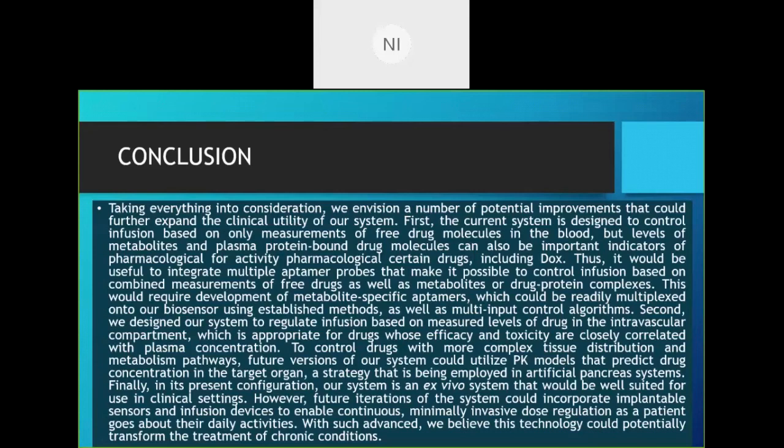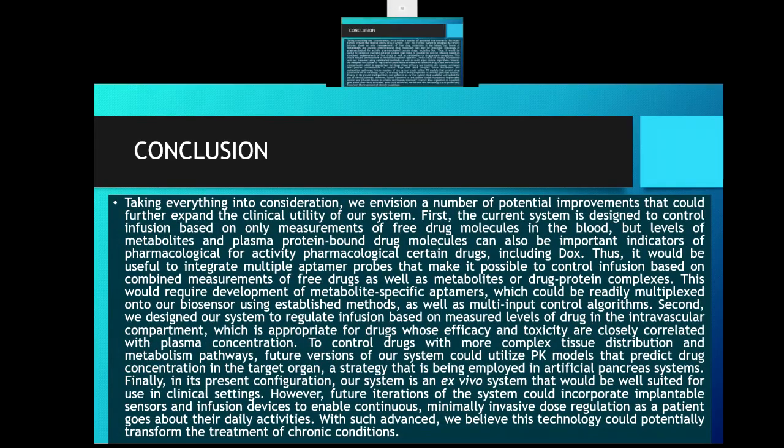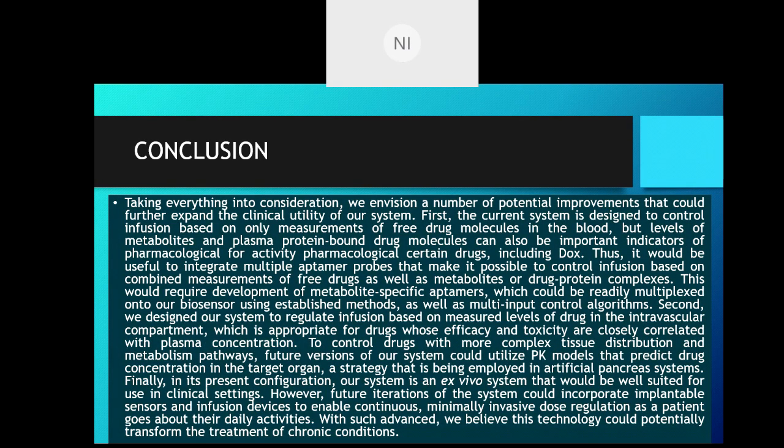Finally, in the present configuration, our system is an ex vivo system that will be well suited for use in clinical settings. However, future iterations of the system could incorporate implantable sensors and infusion devices to enable continuous, minimally invasive dose regulation as a patient goes about their daily activities. With such advances, we believe this technology could fundamentally transform the treatment of chronic conditions.